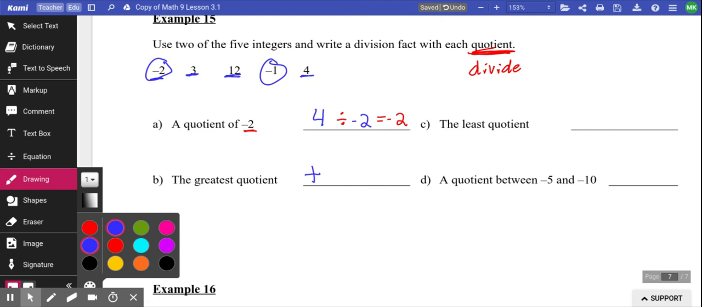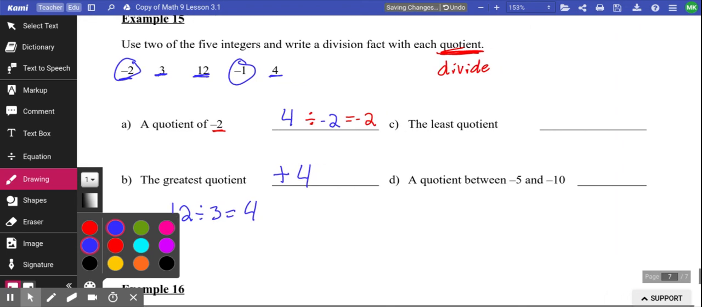12 divided by 3 would work better, because 12 divided by 3 is 4. The least quotient, you would want 1 positive, 1 negative, and you would want to divide by a smaller number. So I could have 12 divided by negative 1, and that makes negative 12, which would definitely be the smallest number possible.